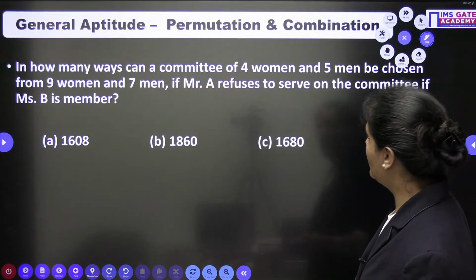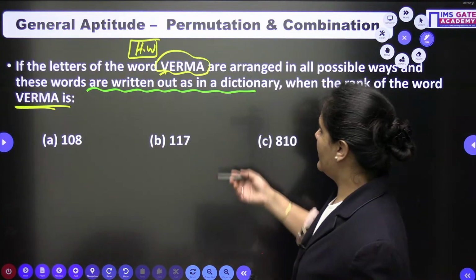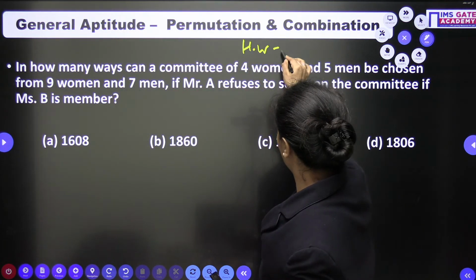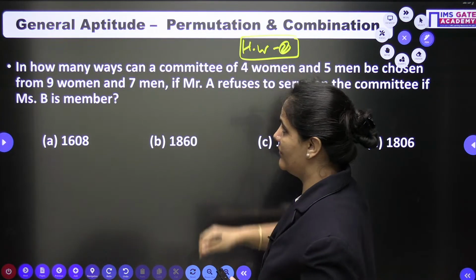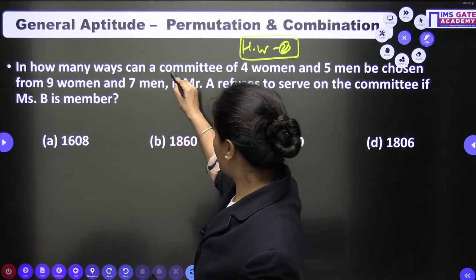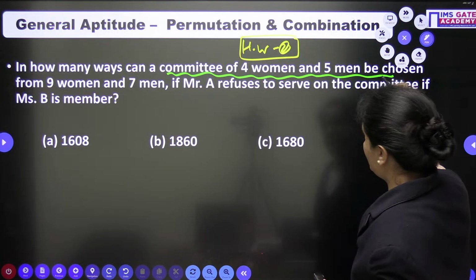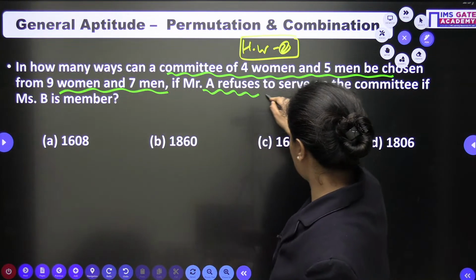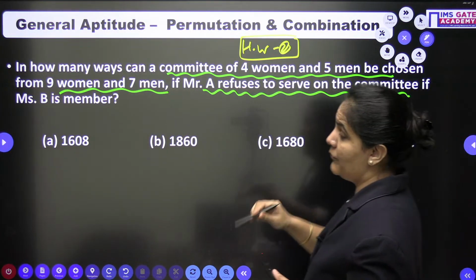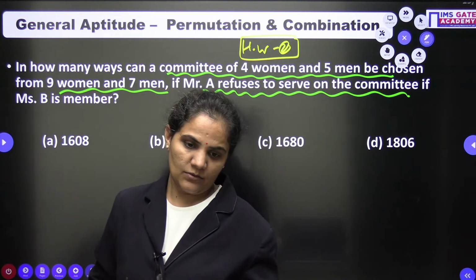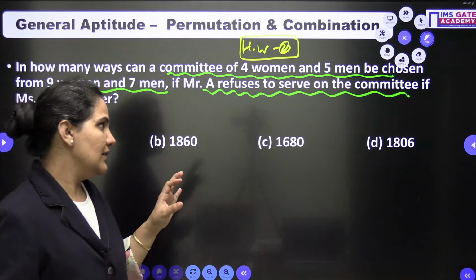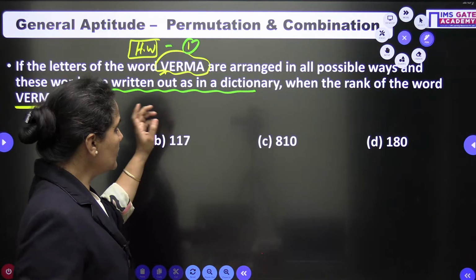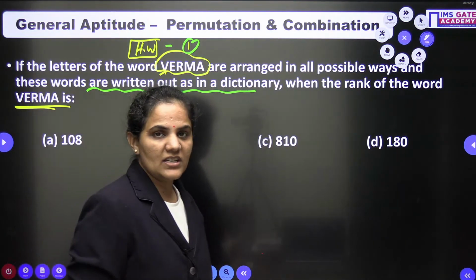We are having one more, and this is also simple. So take this question as homework and this also as homework. A similar pattern of question we already approached. In how many ways can a committee of 4 women and 5 men be chosen from 9 women and 7 men if Mr. A refuses to serve on the committee if Miss B is a member? This is also very good, and a similar pattern of question we approached in the classroom also. But just try these 2 questions as homework.